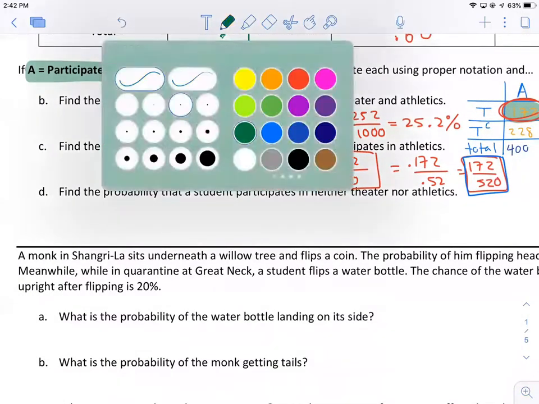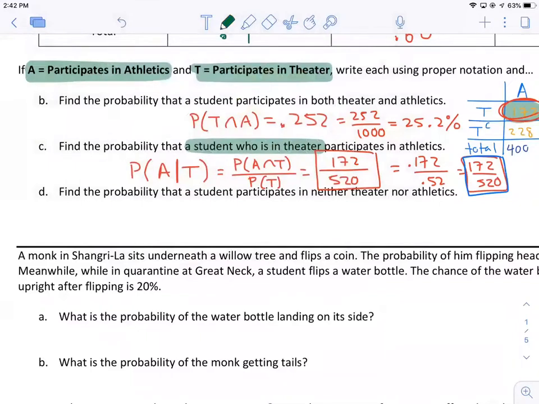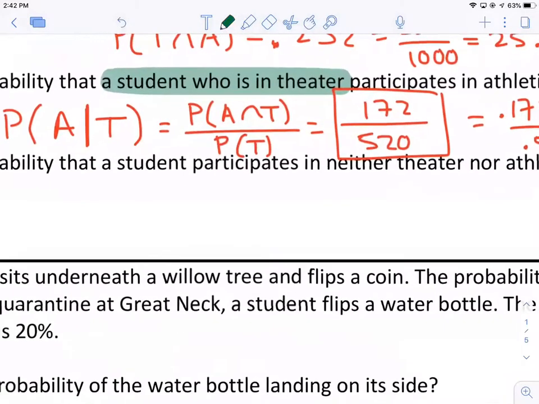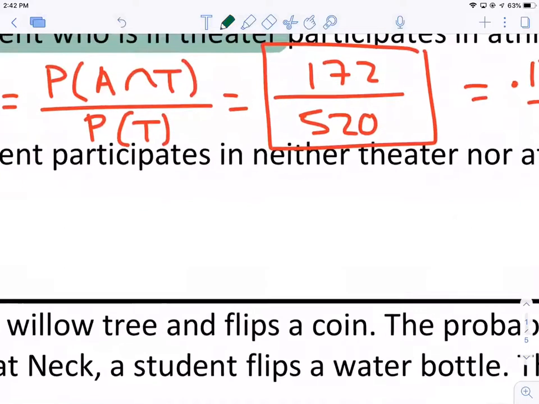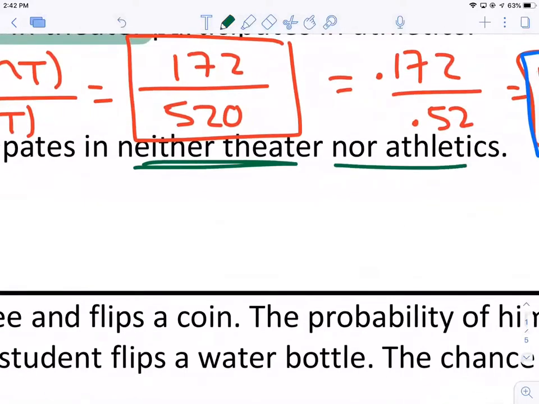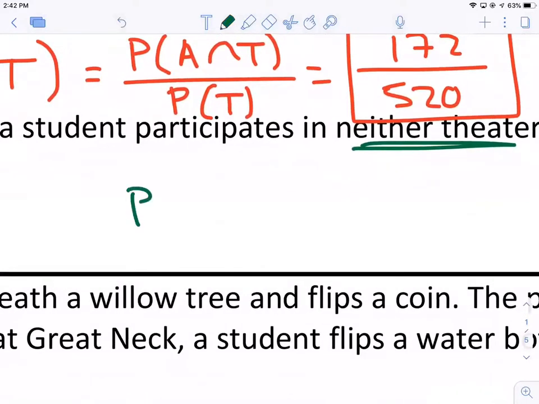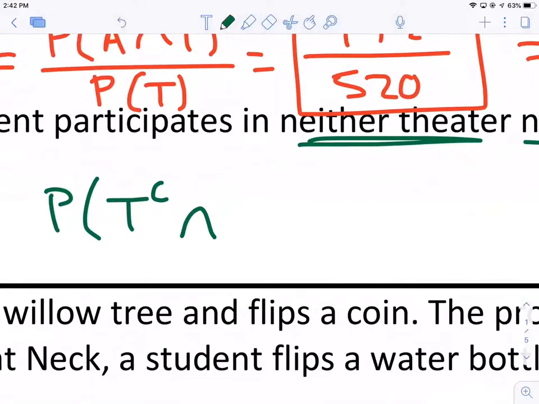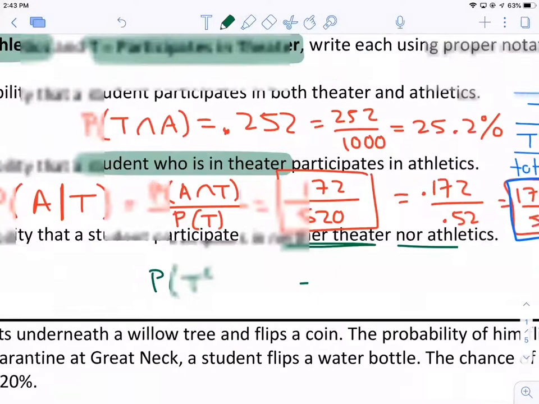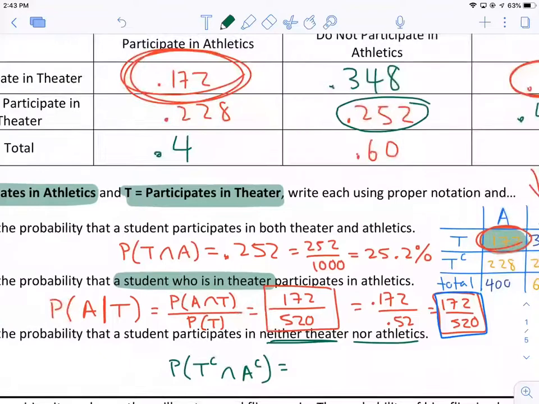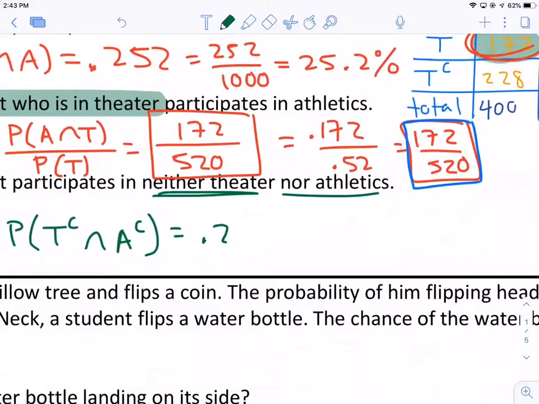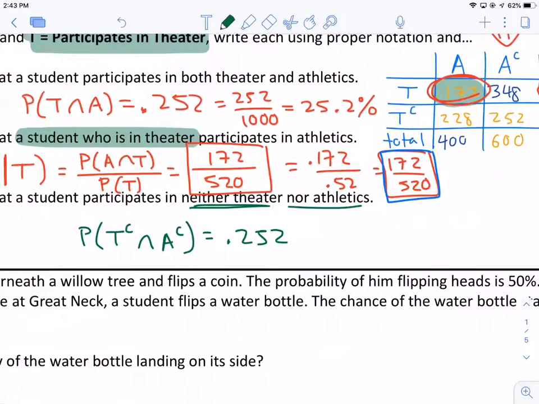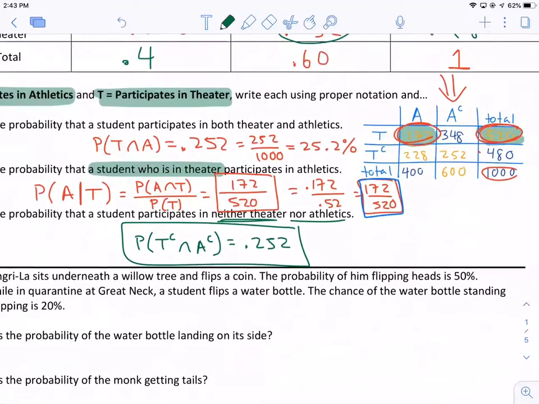Okay. So, find the probability that a student participates in neither theater nor athletics. If you are in neither theater nor athletics, it means you are not in theater and you are not in athletics. If you're not in theater, that's the complement of T, and not in athletics, that's the complement of A. And so if you're in neither, that chance is 0.252. Or you can tell me 252 out of 1,000. Doesn't matter.